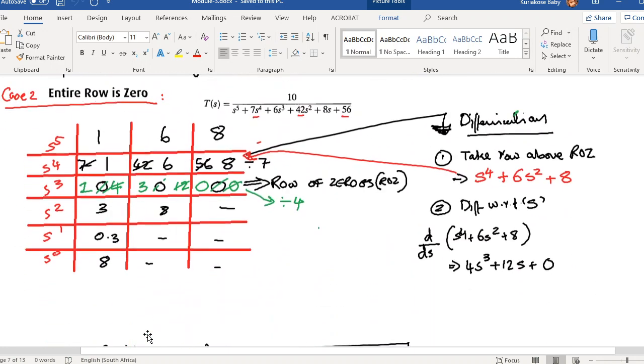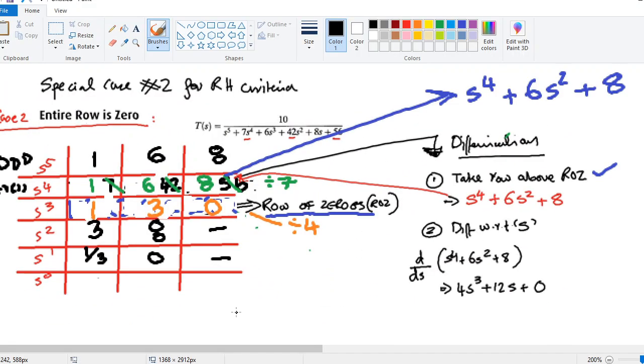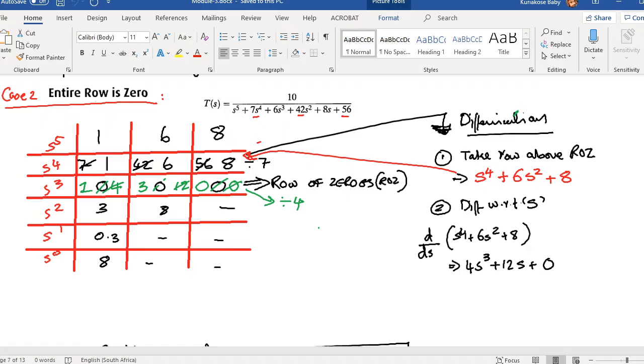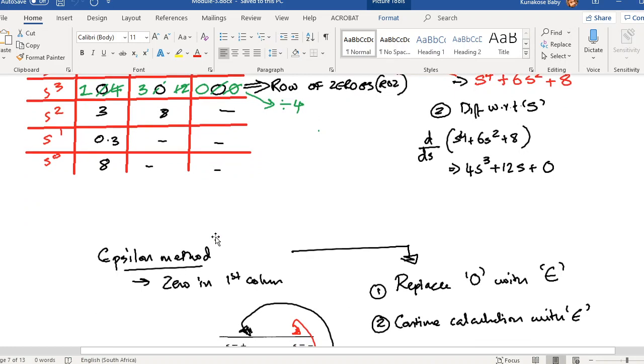Let's have a look here with that problem. Yes, it will be equal to 8 over here. So we have indeed solved that problem. So we have completed the Routh table from a situation where the entire row was equal to 0.